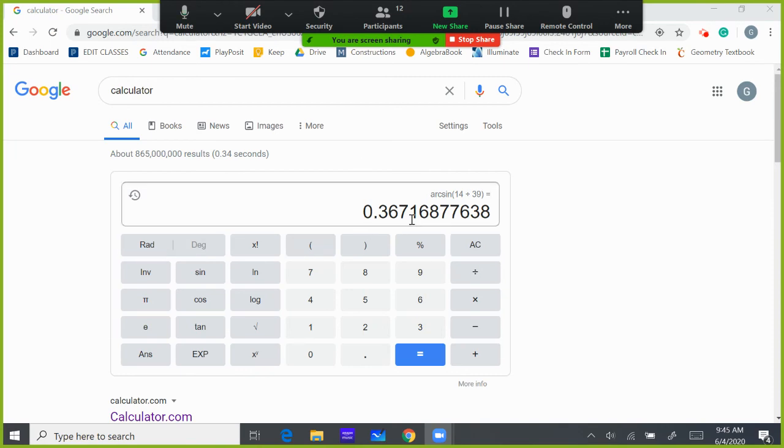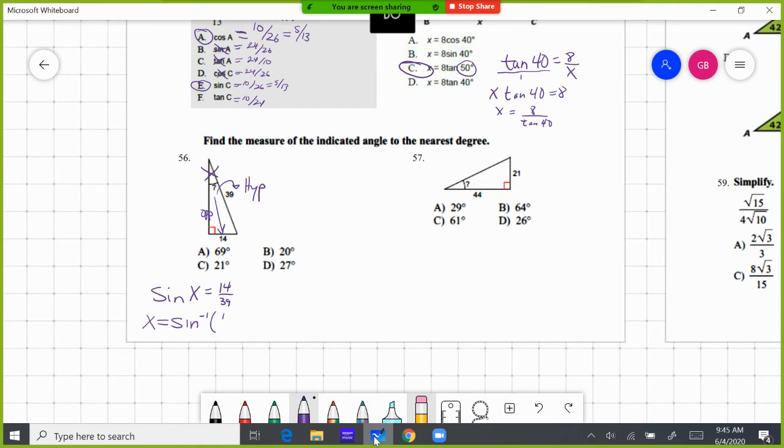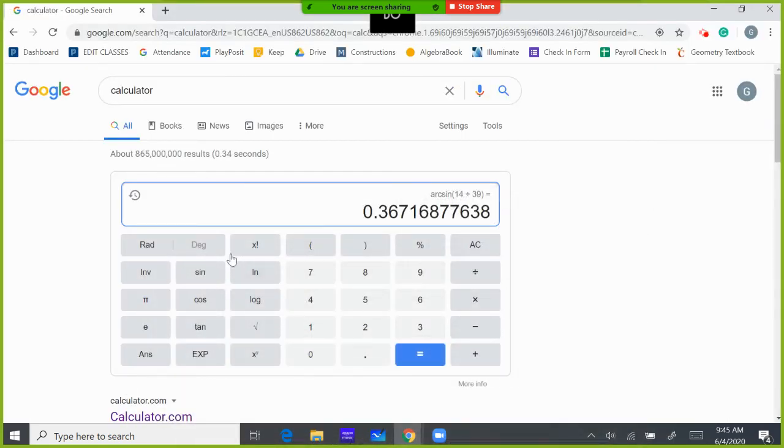Okay. All right. So I got a decimal. Notice it's not one of the answer choices. We're looking for the measure of the angle in degrees. So make sure your calculator is in degree mode. That's the mistake that I made. So make sure it's in degree mode. I'm gonna try it again.